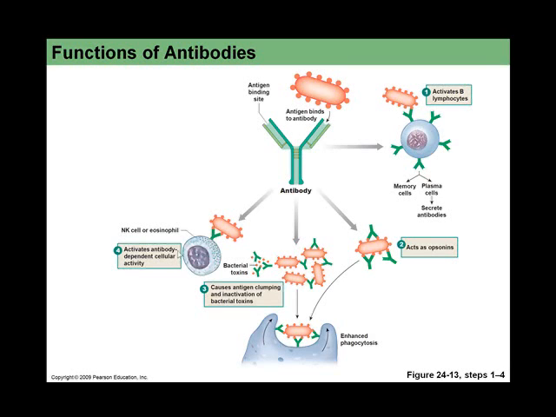Then the fourth function is to activate antibody-dependent cellular activity, such as the NK cell, or in the eosinophils. Remember we talked about the eosinophil if it was a parasite, but still it depends upon an antibody binding to the surface of the parasite. The fifth triggers mast cell degranulation.